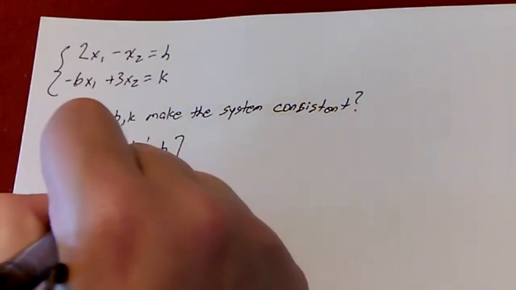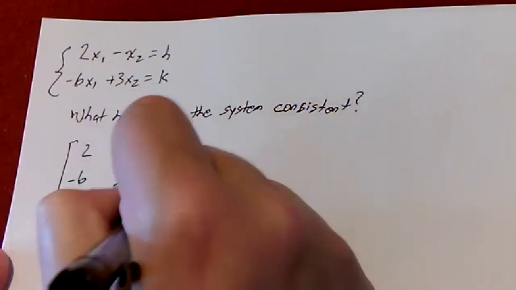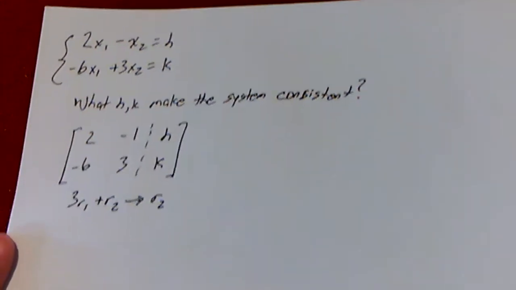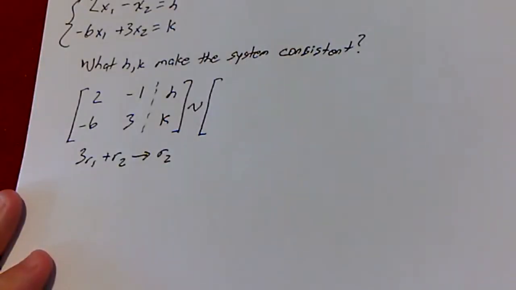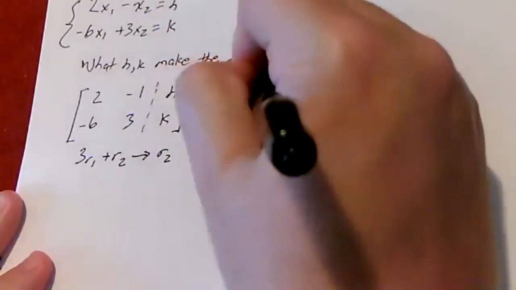So if I take 3 of row 1, add it to row 2, and replace row 2. So I'm doing a replacement operation. So I know my matrix will be equivalent. Okay, so row 1 is unchanged.